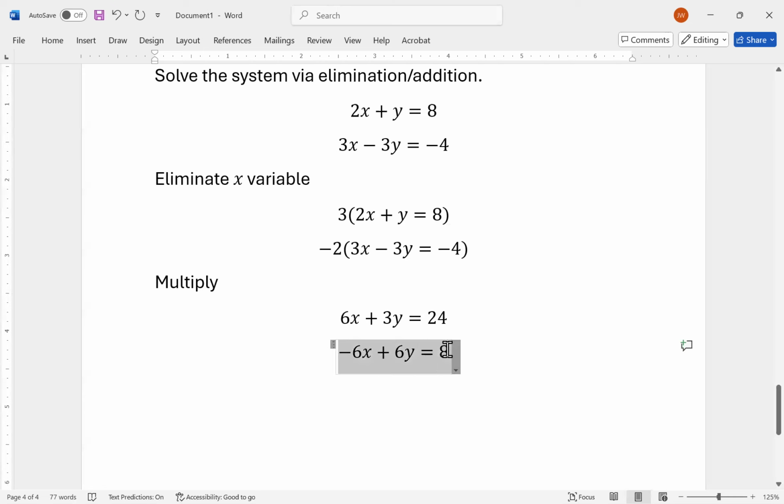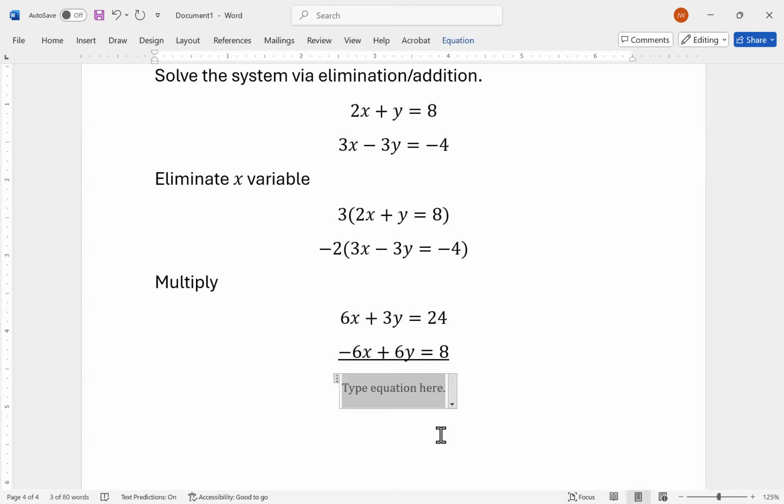And now we can simply underline, or excuse me, add those two up. I'm going to underline that. And when we add those two equations up, what we'll see is that the x's cancel out. I'll end up with 9y is equal to, it looks like 32. So y is equal to 32 over 9. That is not a super nice number, about 3.5 repeating.